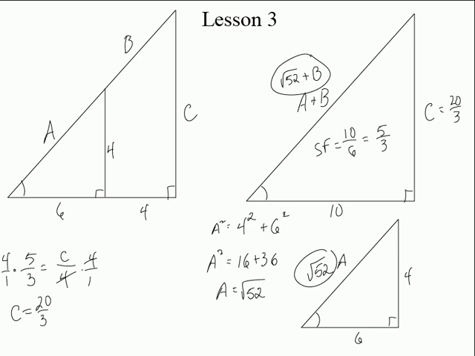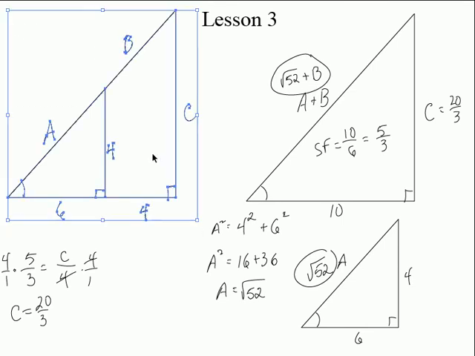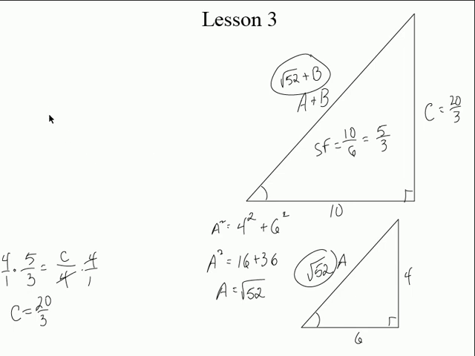Just to give me some more room, let's get rid of this stuff right here. We okay with that? Because we've already used it, so we're done with that. Let's do the scale factor again. 5 to 3 equals, now before we went C to 4. So on this one we're going to go this one, which is square root of 52 plus B, to this one, which is just the square root of 52. So it's the square root of 52 plus B over the square root of 52. And now we have to solve for B.